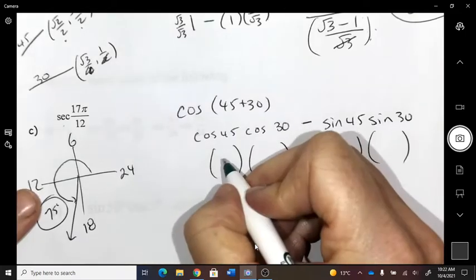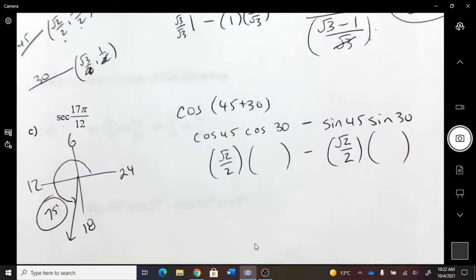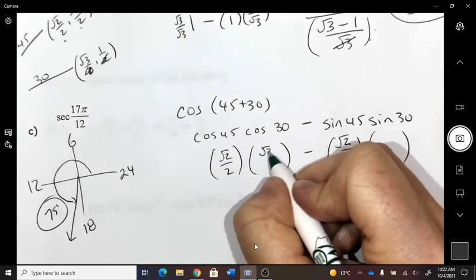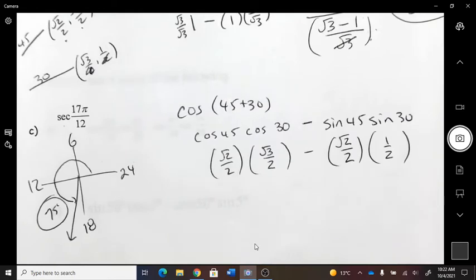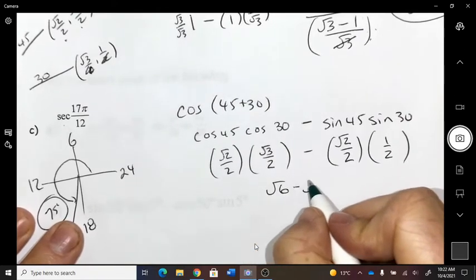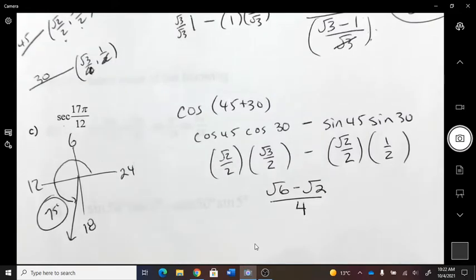Okay, again, my thing is I always like the 45s, and then I just put in the root 2 over 2. And then at 30, make sure you put the x value in and the y value in to the correct spots. Okay, so we have a root 6 minus a root 2, and everything we saw was over 4.